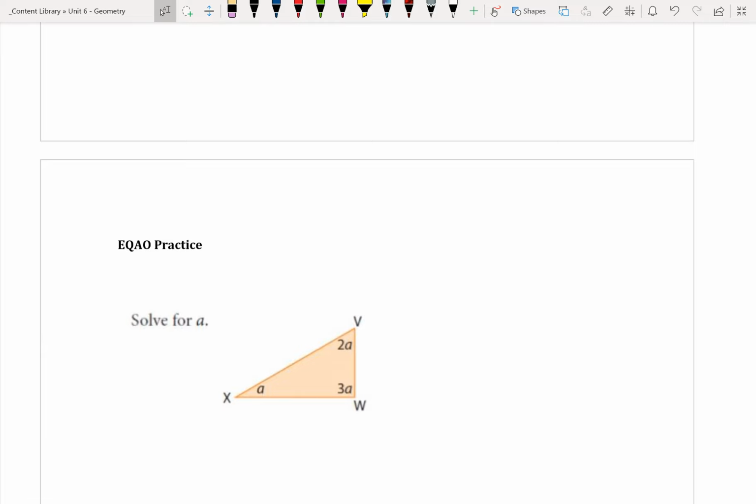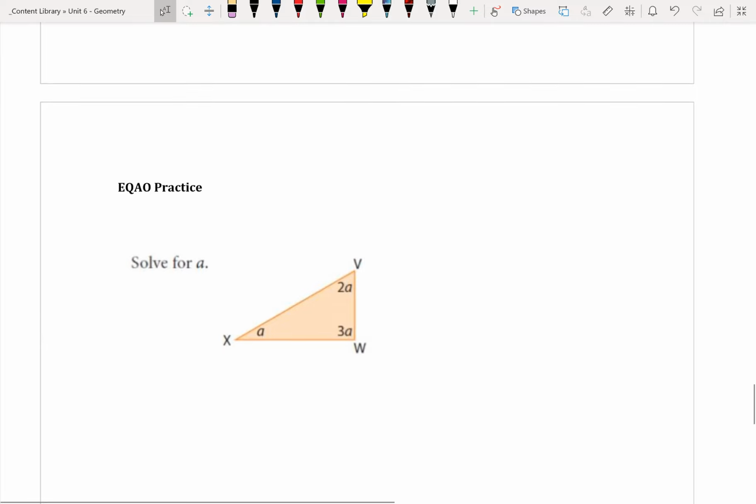So, moving into just a last question, EQAO practice. So here we want to solve for A. So we're given a triangle and we're given what the three angles are. We know that one angle is A, we know the other angle is 2A, and we know the other angle is 3A. So here's what we need to know. We have three angles, they all have A, and we should know from a triangle that all three angles have to add up to 180 degrees.